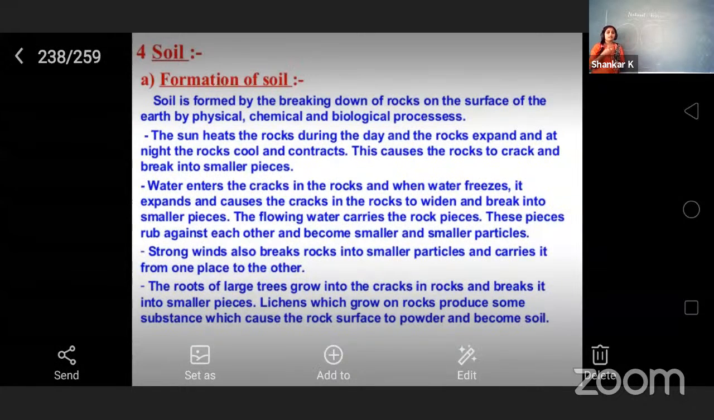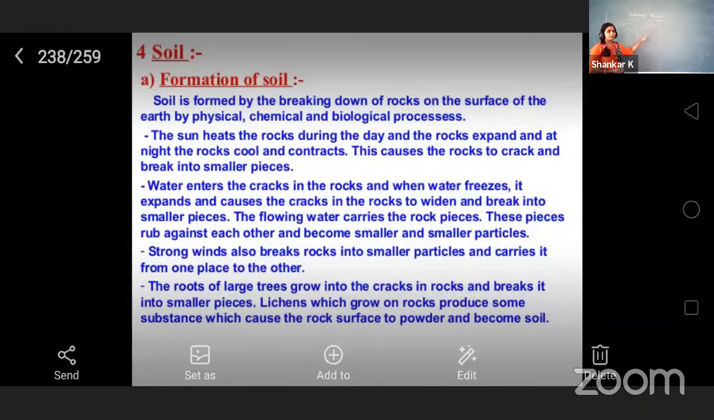So how does it happen naturally? The sun hits the rock during the day, and the daytime gets very hot. These rocks get heated in the daytime. The rocks expand, and at night the rocks cool and contract. This causes the rocks to crack and break into smaller pieces. The heat of the sun causes the breaking down of the rocks.